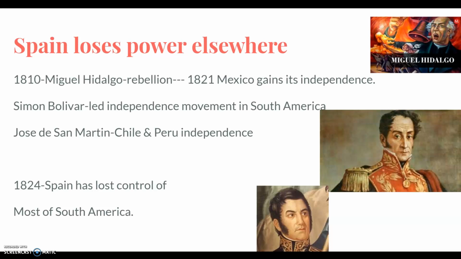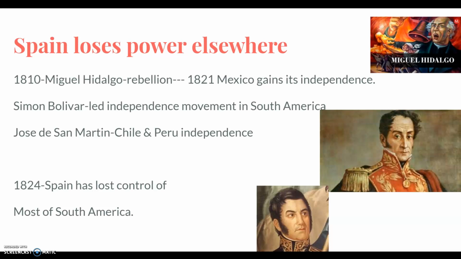Now, Spain has problems because they're losing power elsewhere in its vast empire. A few things happening within that empire include, in 1810, a priest named Miguel Hidalgo led a rebellion in Mexico. He calls for racial equality and the redistribution of land. So the Spanish capture and execute him, but by 1821, Mexico is able to declare its independence.